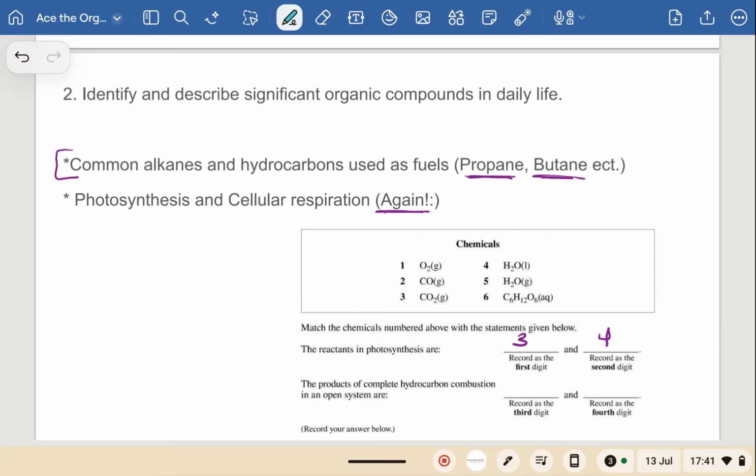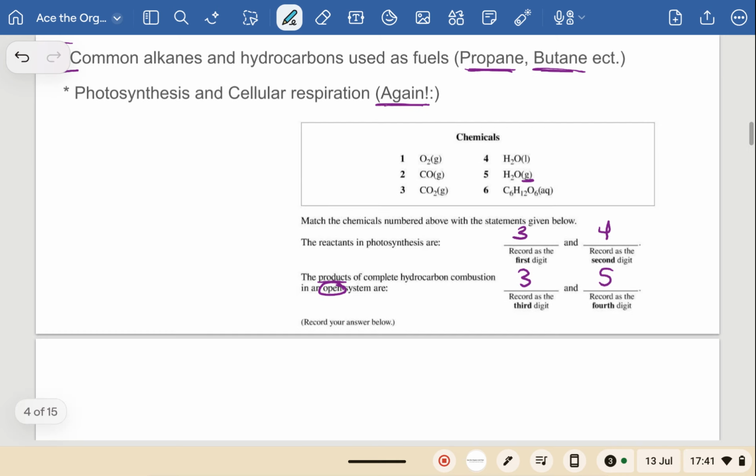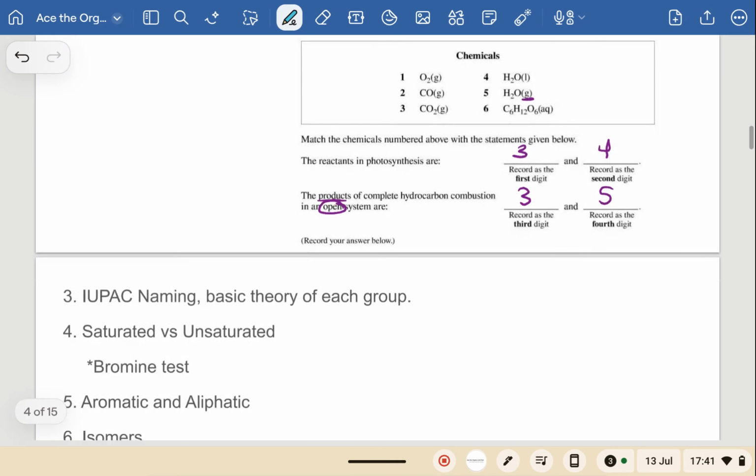If you are looking at complete hydrocarbon combustion for the products, we know that it will produce carbon dioxide, so number 3 again, and water. It is telling you you're in an open system. So if it's an open system, water will escape as a gas. If it is a closed system, then water is going to be a liquid.